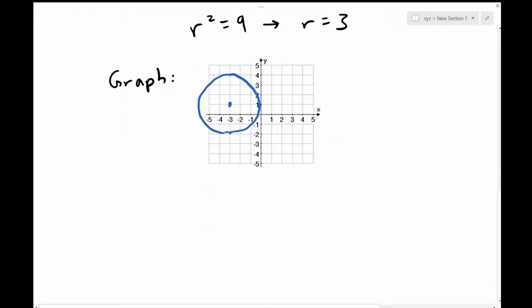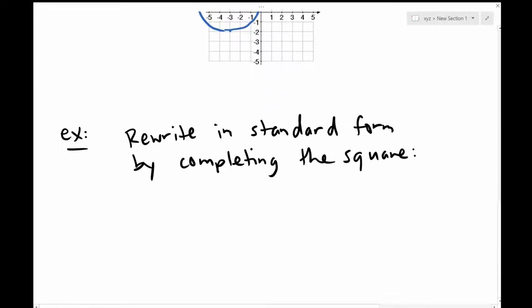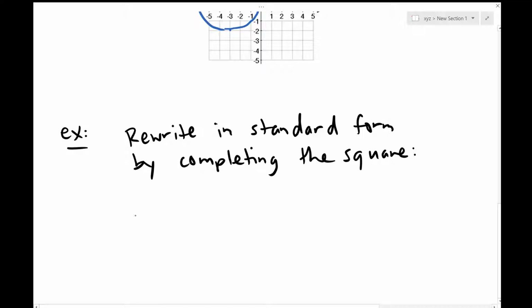Okay, we should also remember how to rewrite equations in standard form by completing the square. So we'll take a look at an example of how this works. This will give us a quick review of completing the square as well. So suppose I had the equation, let's take x squared plus y squared minus 4x plus 2y plus 1 is equal to 0.